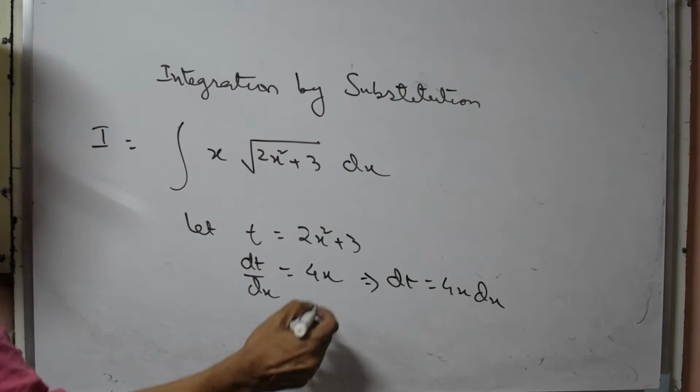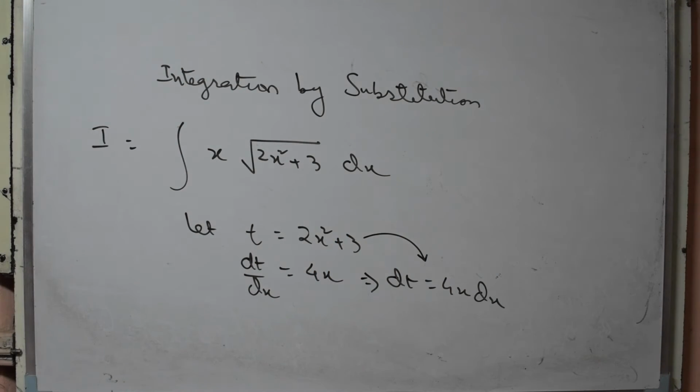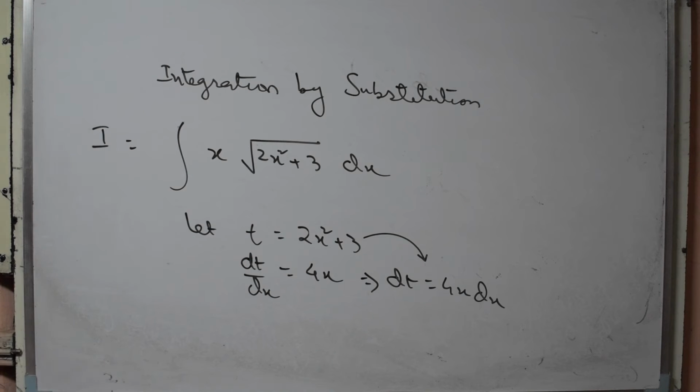Actually, instead of writing this expression, we can write from here to here directly. This is called the differential concept. That is, dt is the change of t, and the change of 2x square plus 3 will be its derivative, that is 4x into dx. This idea can be used, but if we are not fully conversant with that idea, we can do it this way.